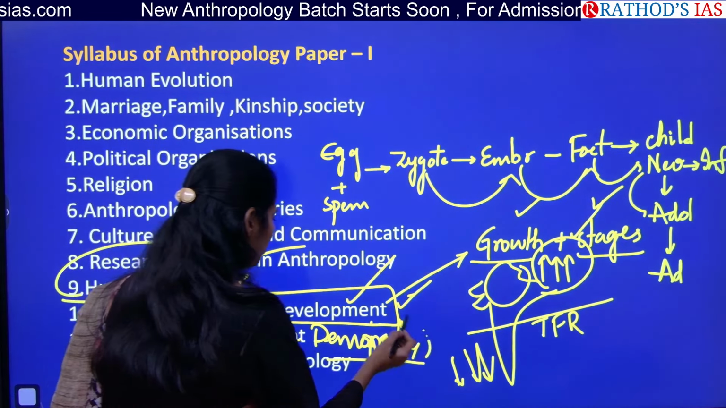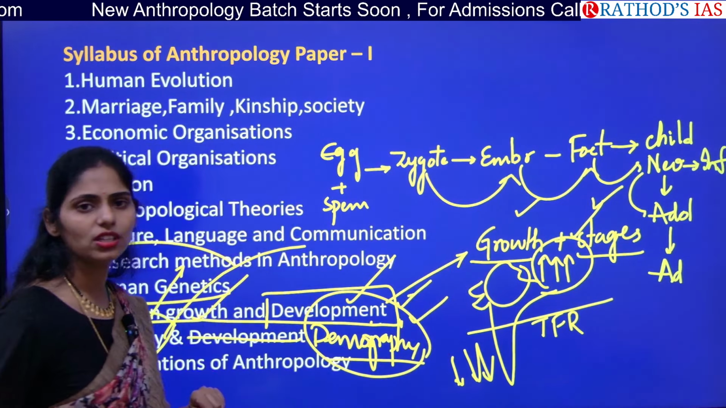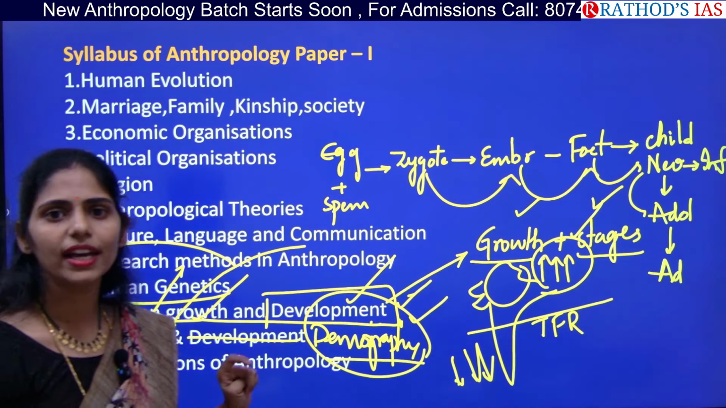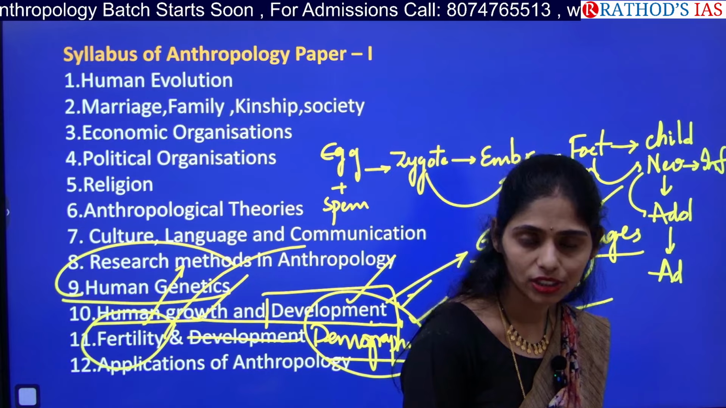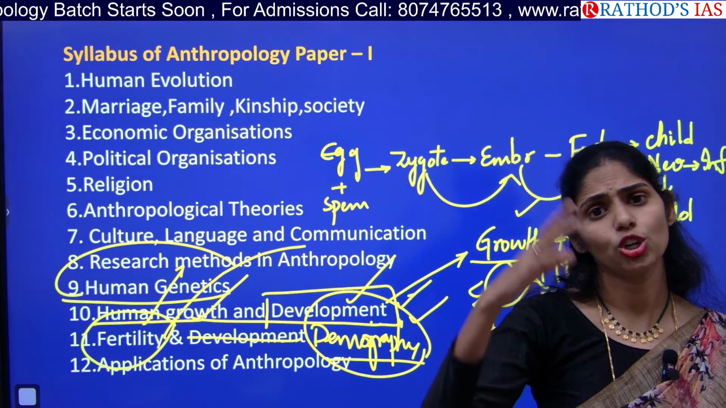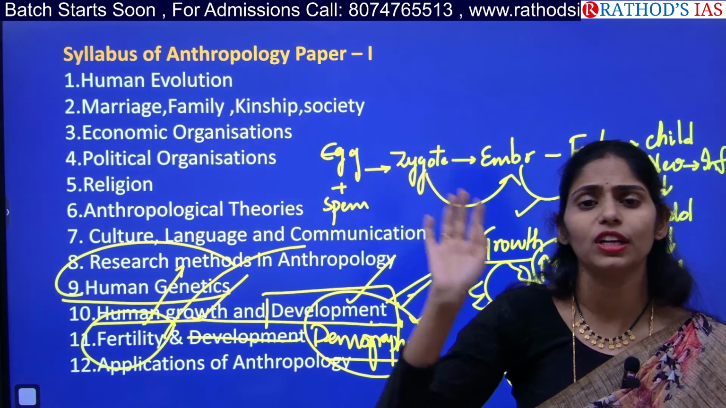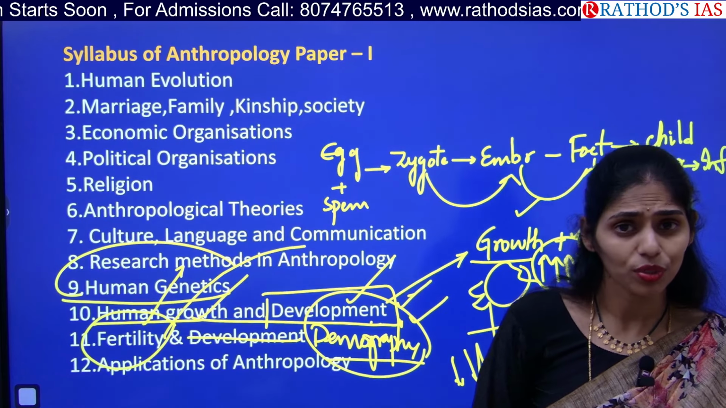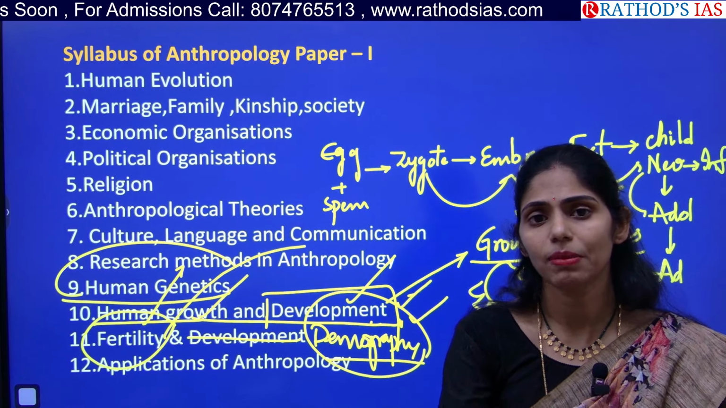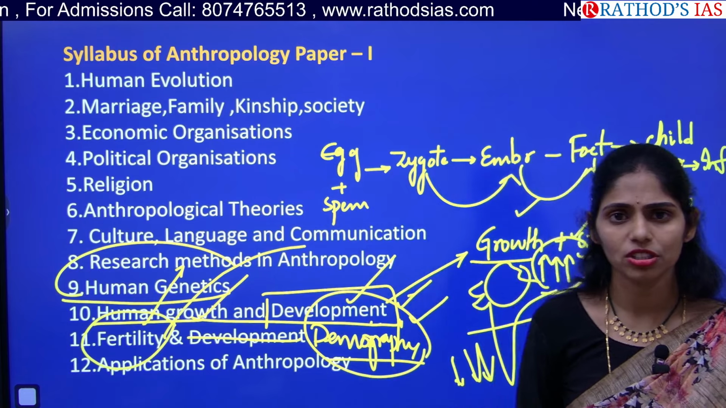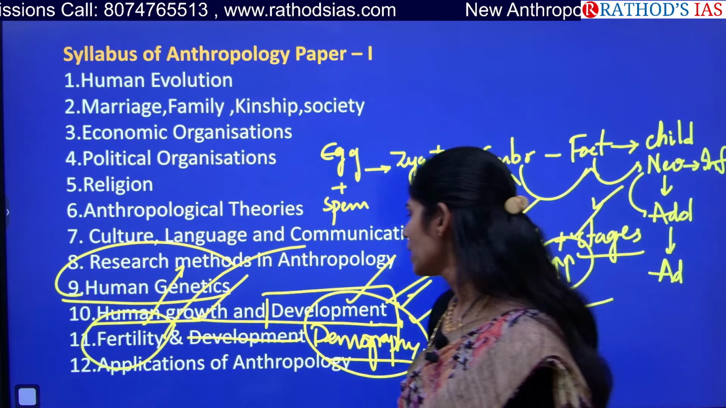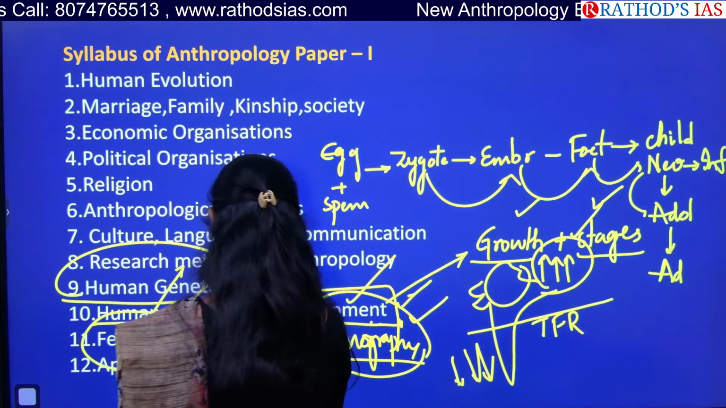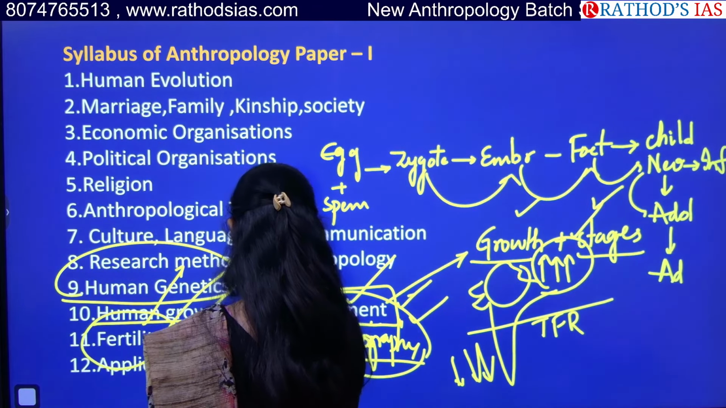And the next one is demography, which is nothing but population. It is about your society. Here you will be seeing theories of population. For example, I think in economic geography and human geography you have done the Malthusian theory, Marxist theory, and demographic transition theory. The same thing will happen here. Same thing, nothing more. And the next one here is that you will be knowing about applications of anthropology.